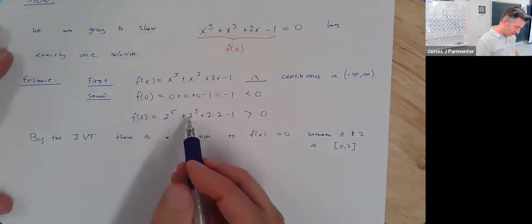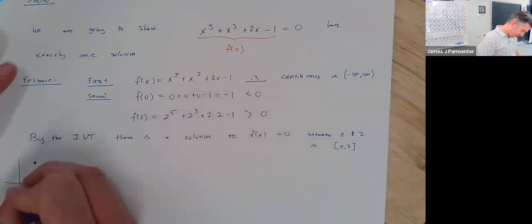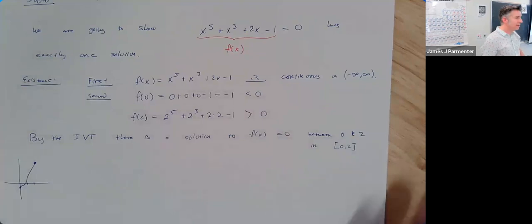Picture-wise, f of 0 is -1, f of 2 is some big number. So from here to there, since the function is continuous, it can't help but cross the x-axis and get a root. Do we know what the root is? No. Do we have to find it? Also no. When they say show there's exactly one root, they don't mean find the root. They mean just prove to me that there is one. You're not supposed to find it. I don't think we can find it.